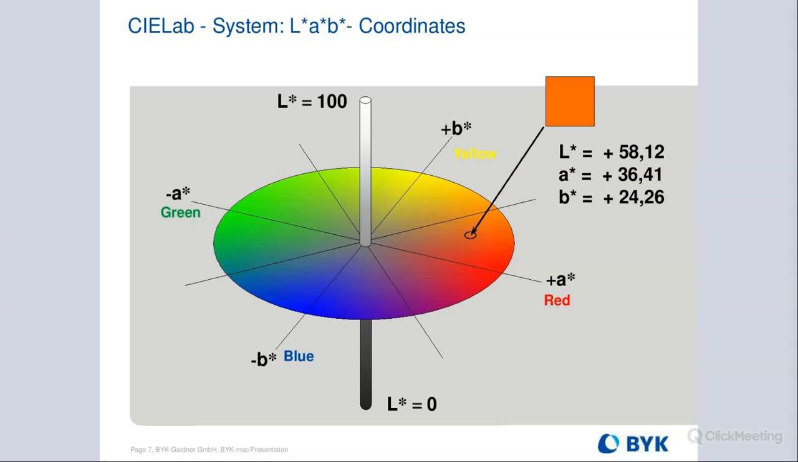Using these coordinates, we're able to identify exactly where we are in color space. In this example here, we have an L value of positive 58, which we find on our L-axis right in the middle. Then our A value is a positive 36, so it's a little more on the red side. Lastly, our B value is a positive 24, so it's a little bit on the yellow side. When we look at all those coordinates together, we see that it gives us a nice orange color.